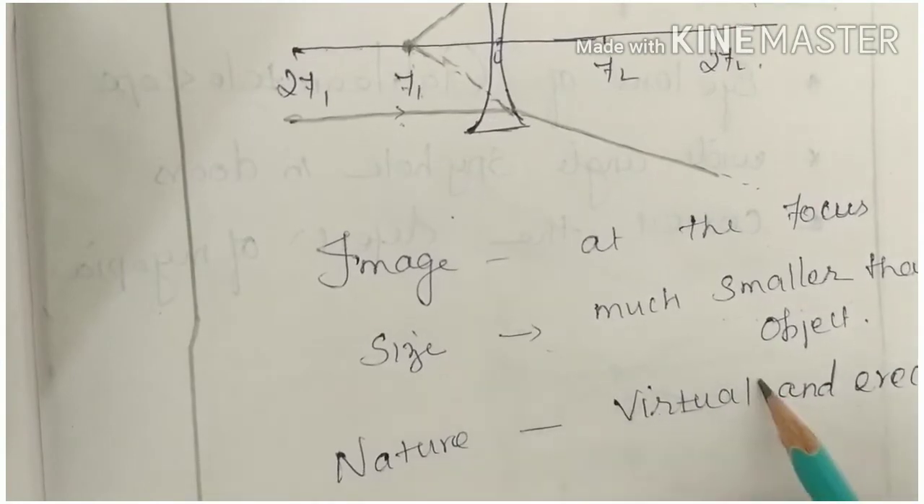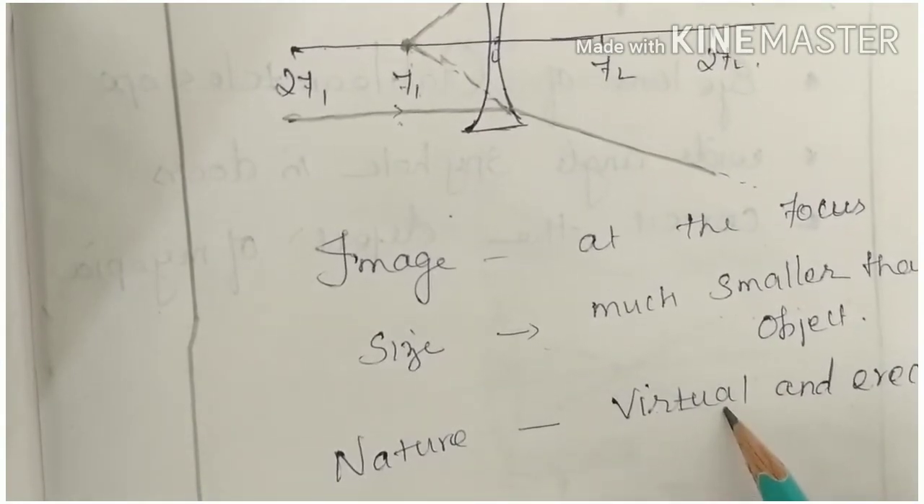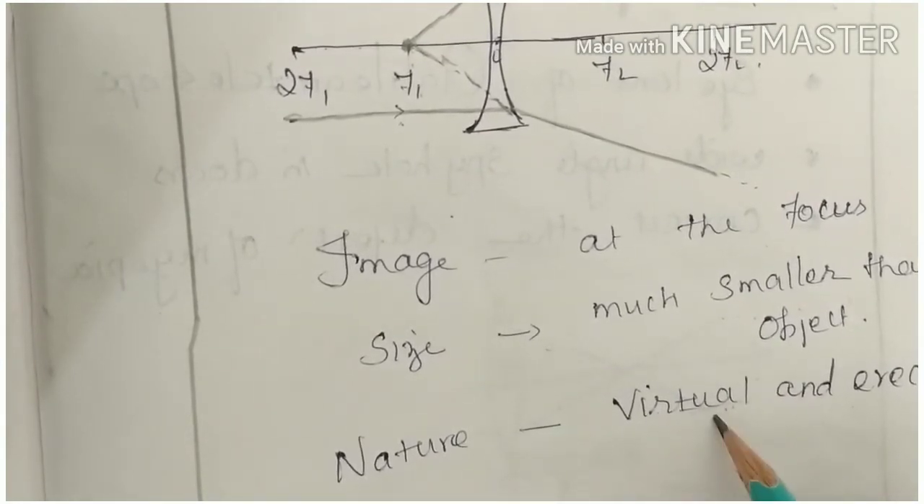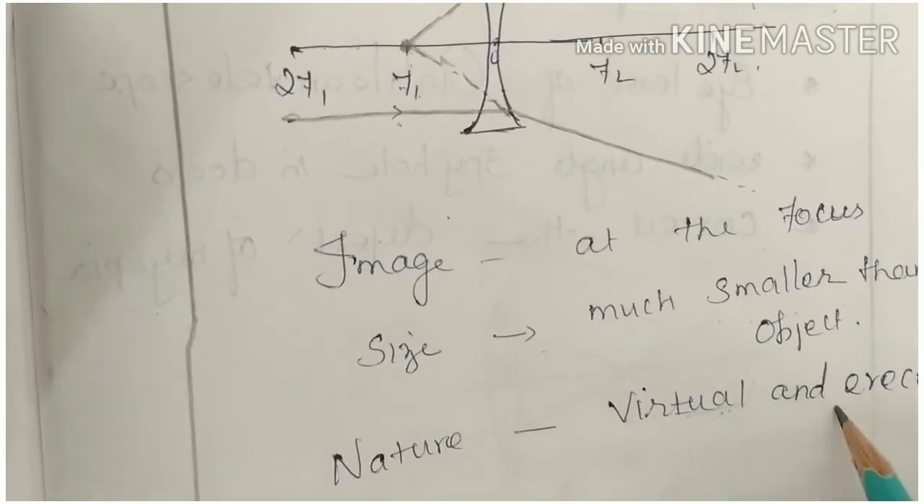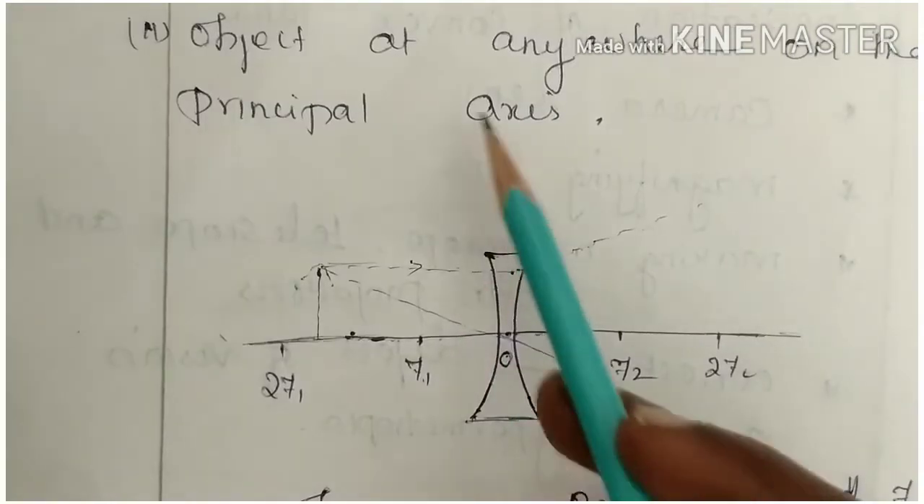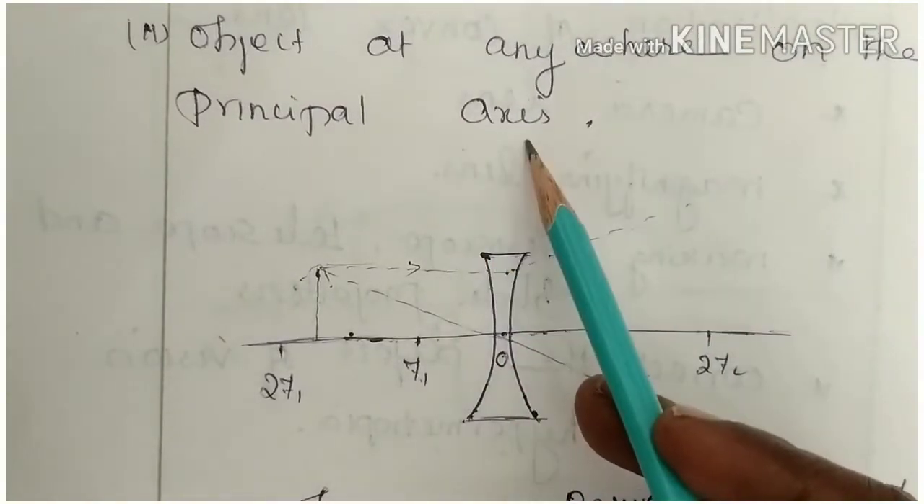And the nature is a virtual image. It is a virtual and erect image. Next one, the object is at anywhere on the principal axis.